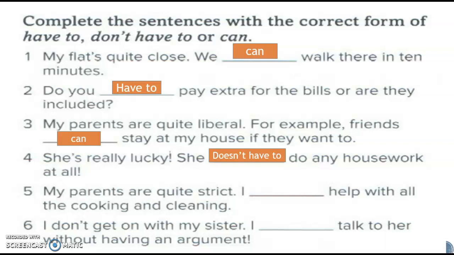Number 5, my parents are quite strict. I have to help with all the cooking and cleaning. So I need to do it. It is necessary. I have to do it. I don't get on with my sister. I can't talk to her without having an argument. It means that it is not possible to talk with her without having an argument.